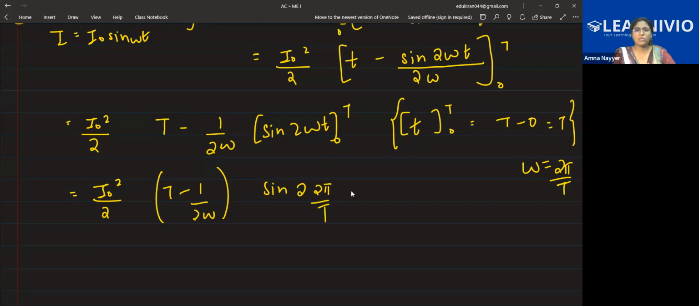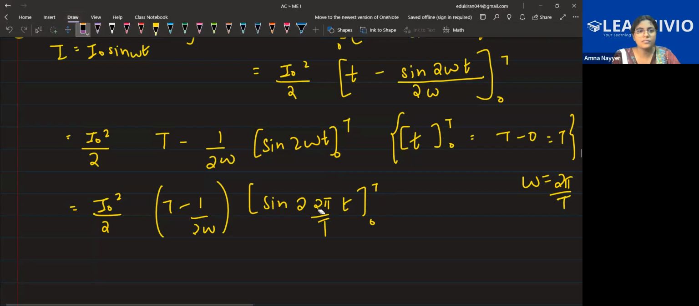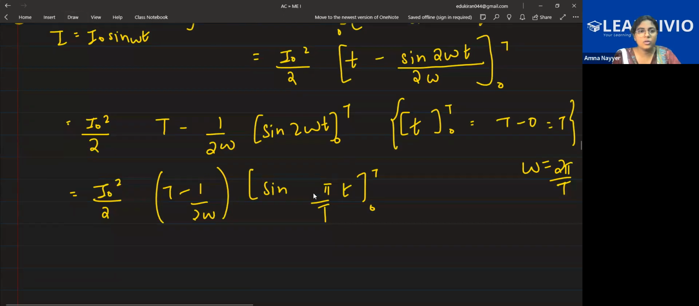Let me wait for that step. 0 to capital T. Let's go step by step. So instead of writing it like this, let me clearly write this as 4. 2 multiplied by 2, I can write this as 4. Now I'm going to put in the upper limit and lower limit here. This is clear. I've just substituted this value.